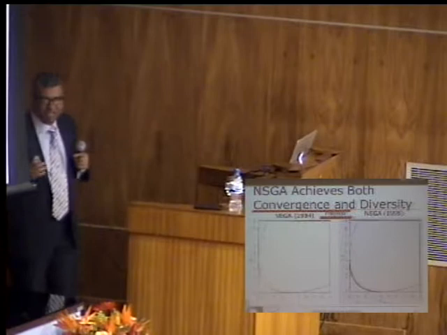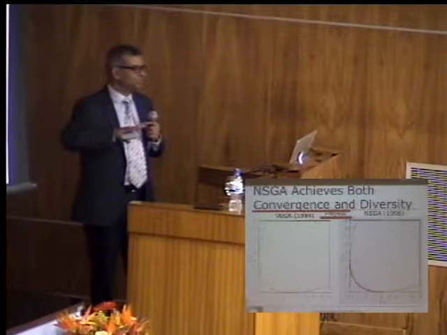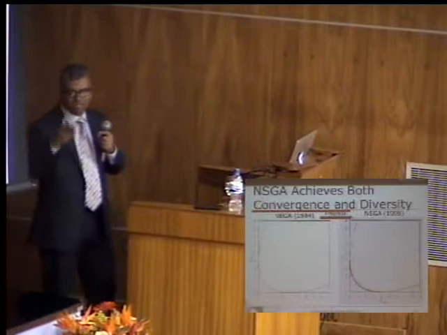First results from NSGA shows that on very simple problems, the first one is your starting set of points, and the second one is actually showing after 100 generations where the population are. As you can see, all the populations converged to the Pareto optimal front. But this was the early results on NSGA.